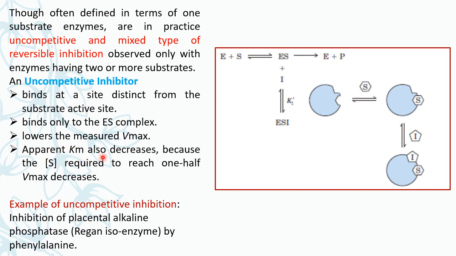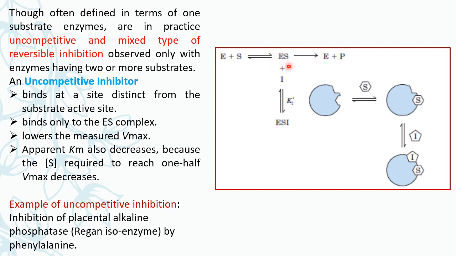Okay. Apparent Km also decreased. What is the meaning of decrease of the Km? Affinity increase. So how does an inhibitor increase the affinity? Isn't it something fishy? How could it be possible that an inhibitor can increase the affinity? Here Km also decreased because the concentration of substrate required to reach 1/2 Vmax decreased. Why? Because here ES is channelized to formation of the ESI, and this ESI cannot produce any product. So there is no product inhibition.